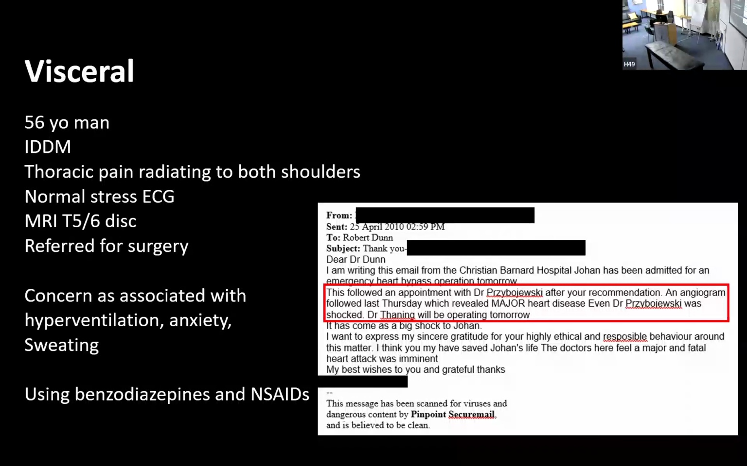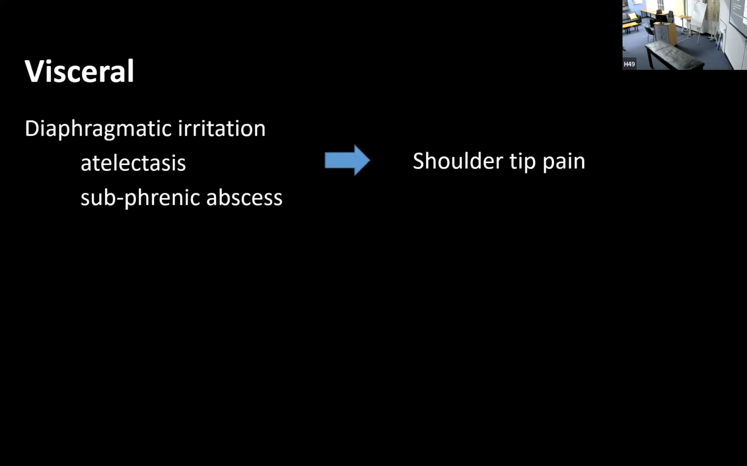Okay, so just listen to the story. The thoracic radicular pain doesn't give you hyperventilation and sweating and all those things. So just listen. And of course, being diabetic, you can have a silent infarct. With diaphragmatic irritation, you get shoulder pain. We know that.